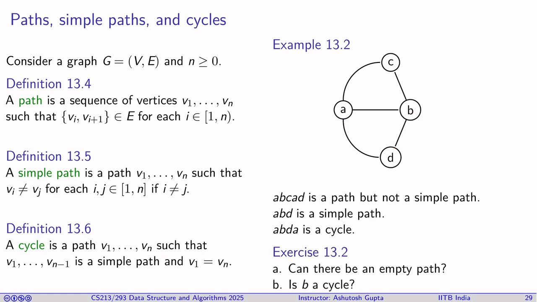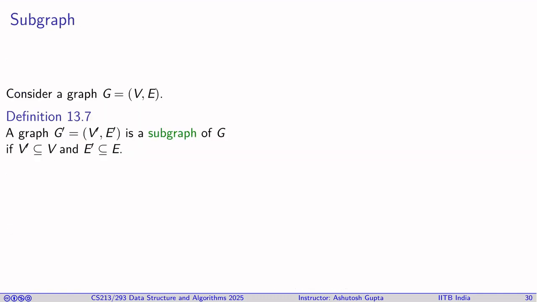Now let's ask 2 interesting questions about this. Can there be an empty path? Okay, let's suppose n is equal to 0. Then what does it mean? If n is 0, there is an empty sequence. So this can be called a path. If n is equal to 1, of course there are no edges involved, but you can have a path of length 1 node.